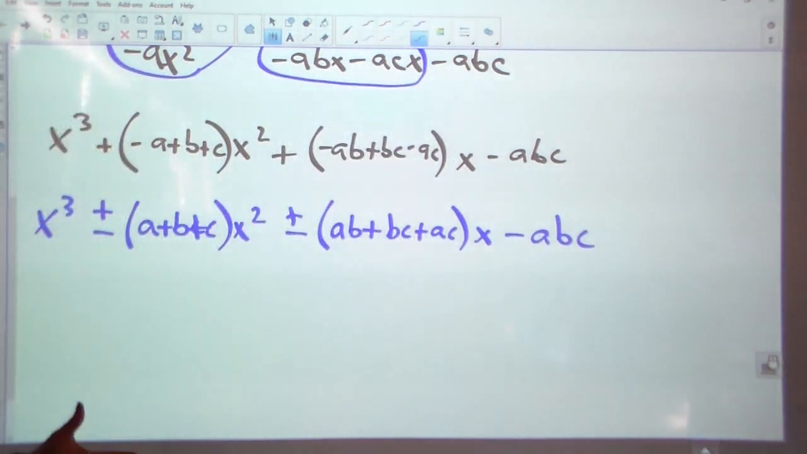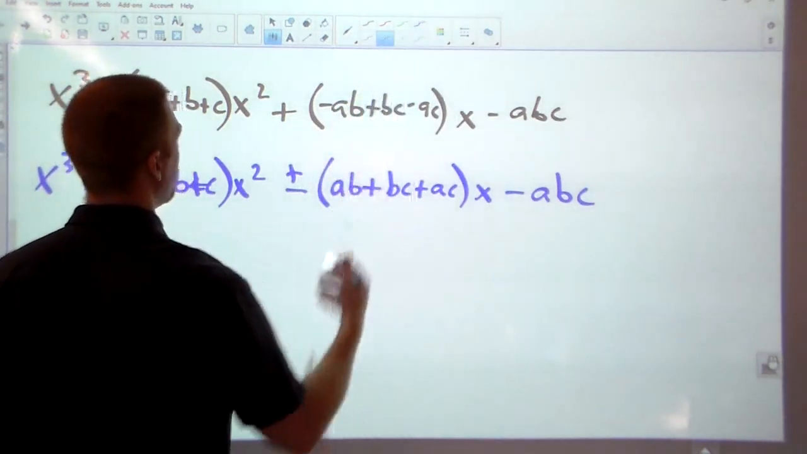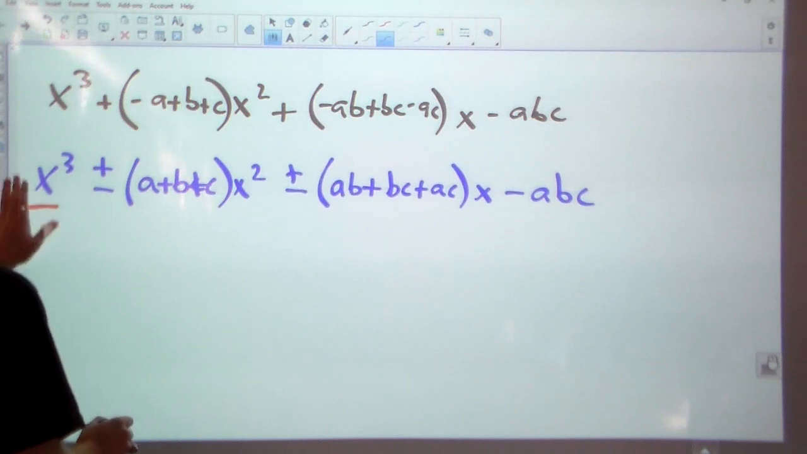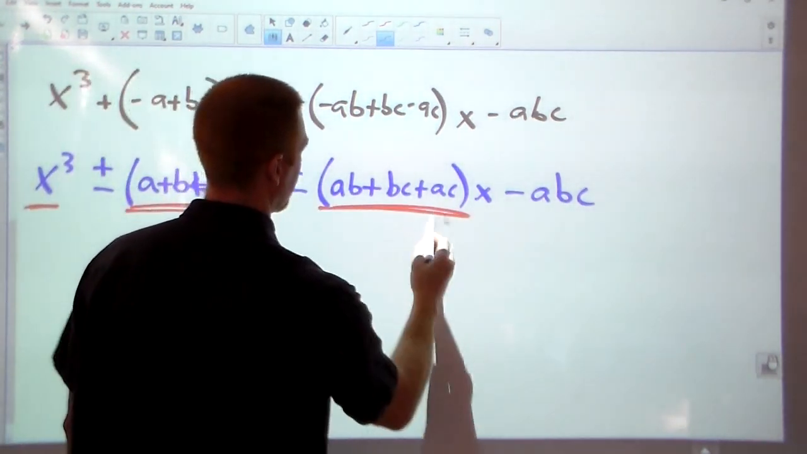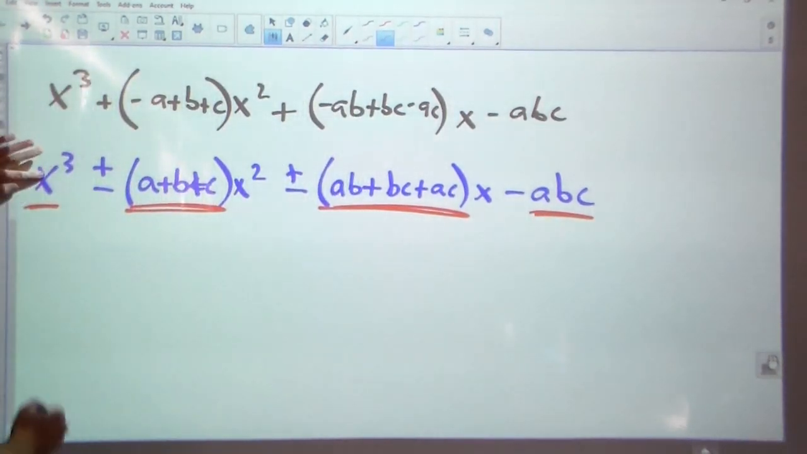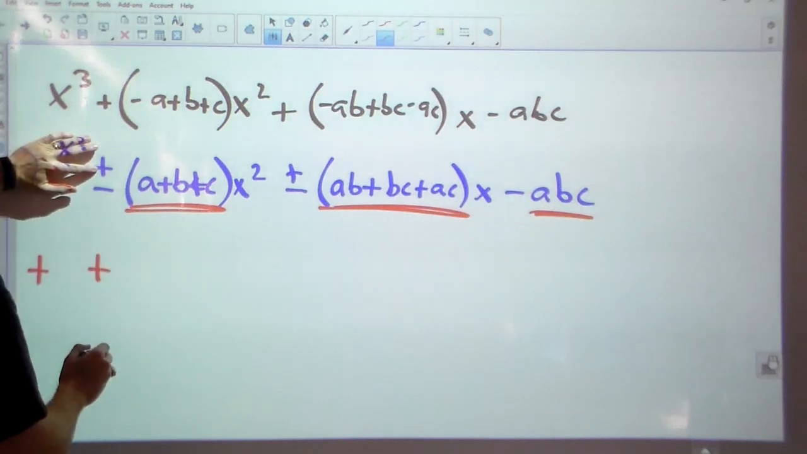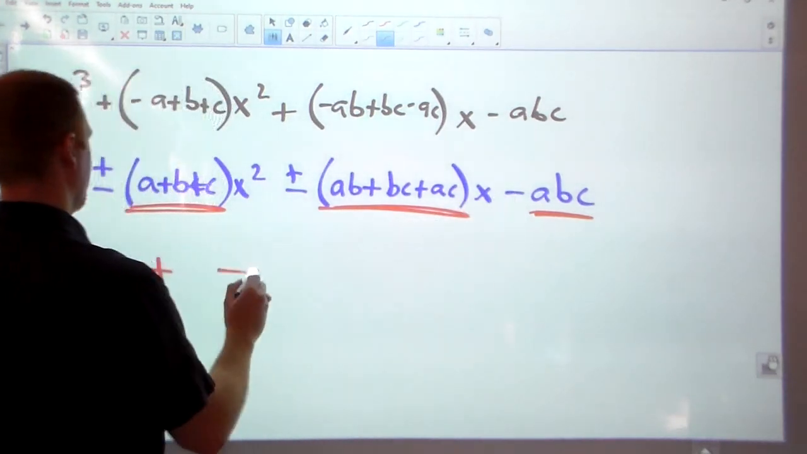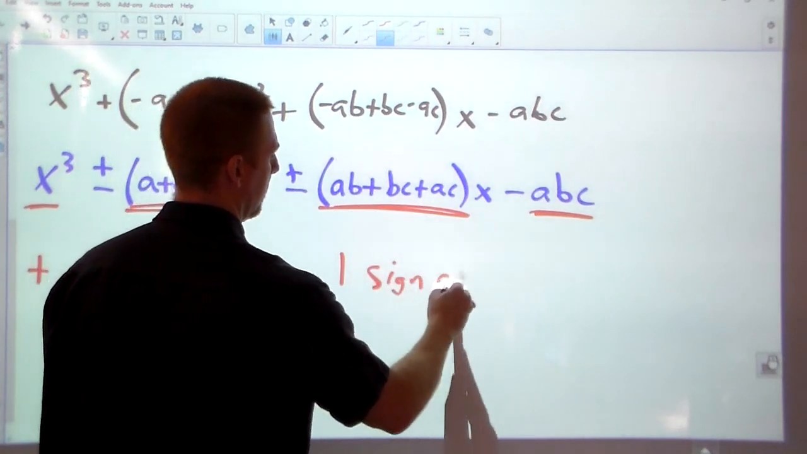So now we've got multiple scenarios that could happen. Let's run through every arrangement of signs that could happen. Keep in mind, you're looking at the coefficient that goes with x cubed, the one that goes with x squared, the one that goes with x, and then finally just abc at the end. This will definitely be positive for sure. This sign could be positive. This sign could be positive. That sign's definitely going to be negative for sure. So if that's the scenario we have, you have one sign change.